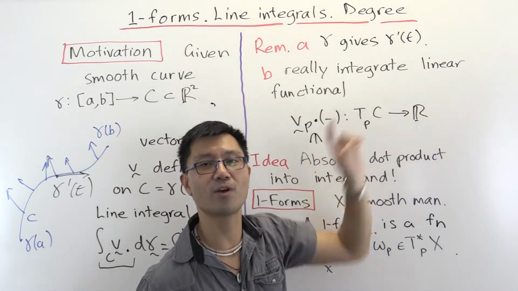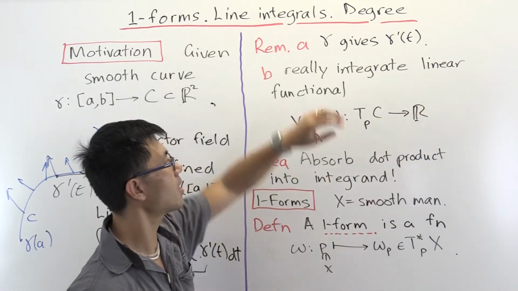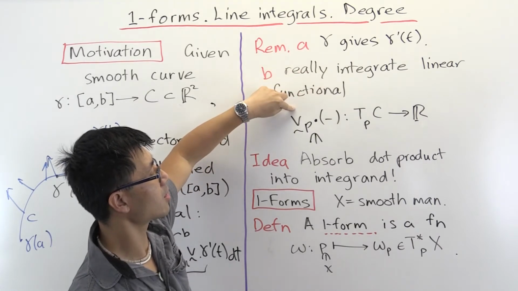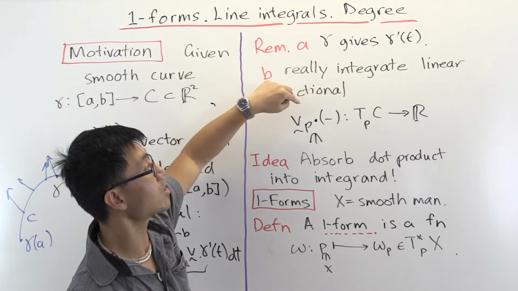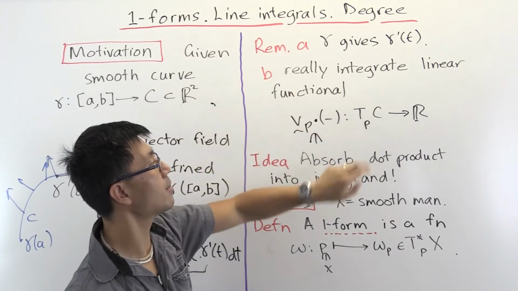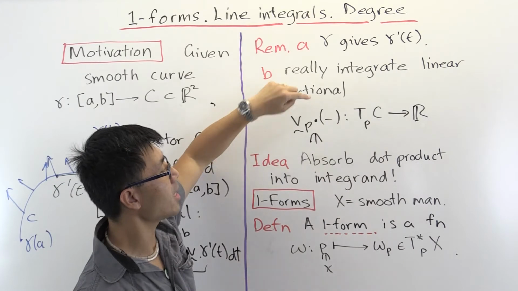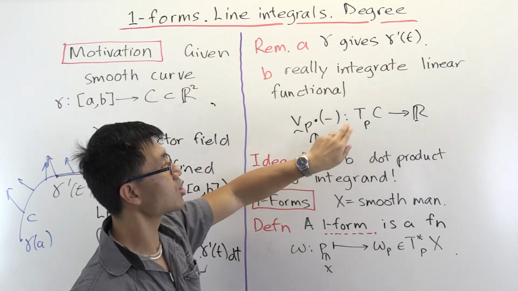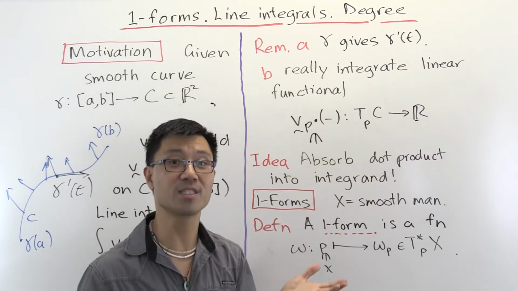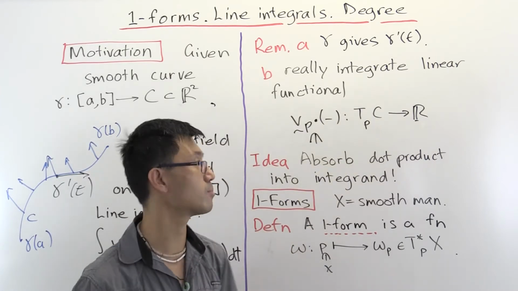This is the first change in point of view that we have: rather than just thinking of the integrand as the vector field, the thing that you try to integrate along this curve, it's actually the vector field with the dot as well. So for each point P, what is that? It's actually a linear map from the tangent space at P to R. In other words, it's just an element of the cotangent space.